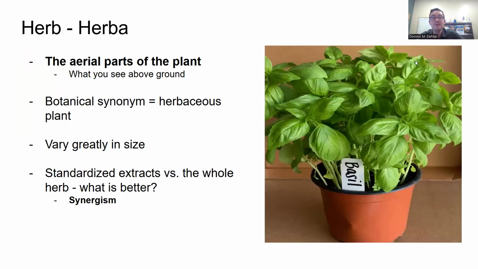Let's start off with herba, herb, the aerial parts of the plant. So it's literally everything you see above ground, from the stem to the leaves to any sort of flowers that might be present. That is the herba. The botanical synonym is also herbaceous plant. So sometimes you'll see plants listed as herbaceous. That just means they have sort of an herby type of stem.